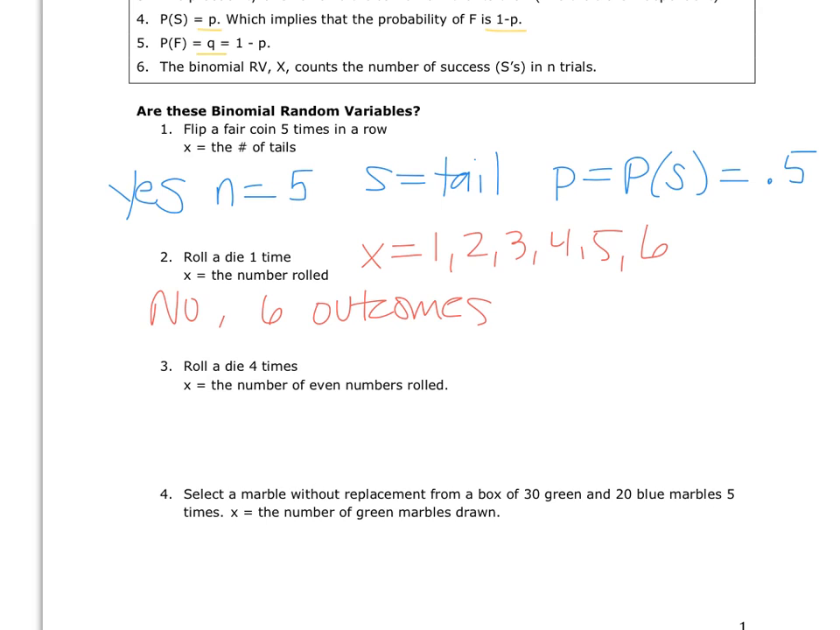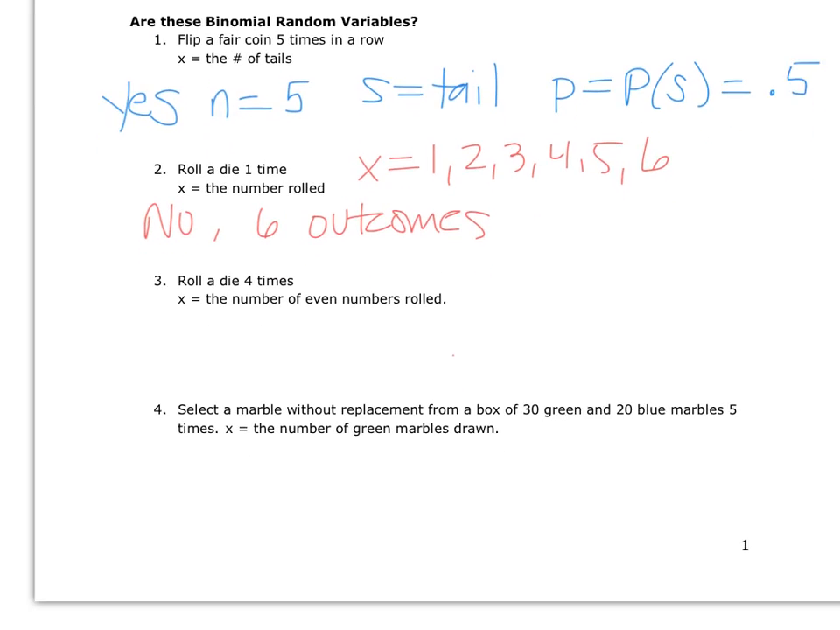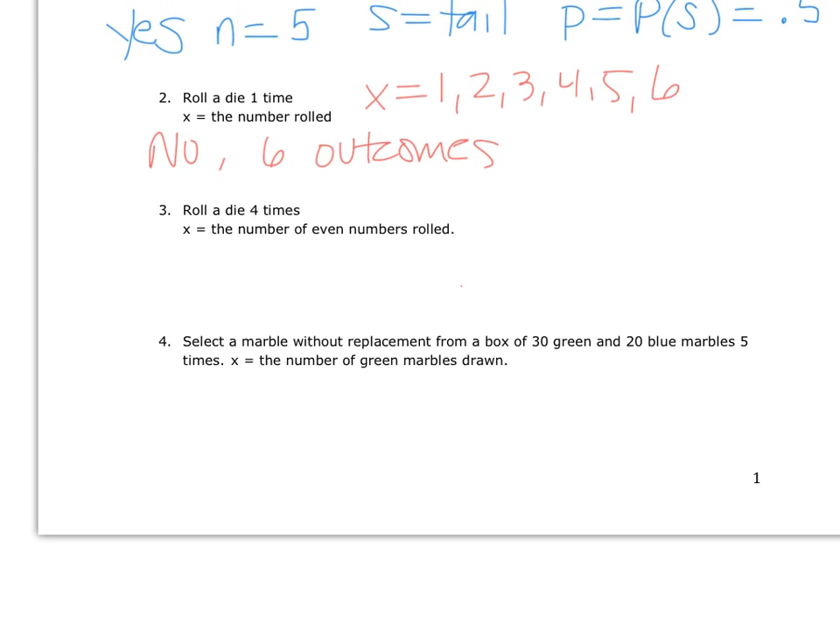Let's look at the next one. Roll a die 4 times, and let x equal the number of even numbers rolled. Okay, so we're rolling a die again, but we're defining what x is a little bit differently. So if we think of one trial as rolling a die, the result is that we can get an even number or we can get an odd number. So those two things can happen. Those are the two outcomes that we're interested in. So yes, this is a binomial random variable. Number of trials, n, is 4. A success is getting an even number.